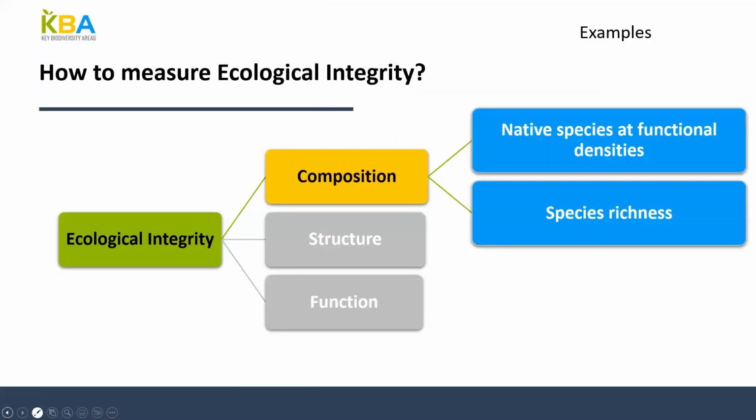So, as I mentioned in the previous slide, some examples of indicators under composition could be some key native species and evidence that they are found at functional densities at the site, and the species richness of the area or of the site.